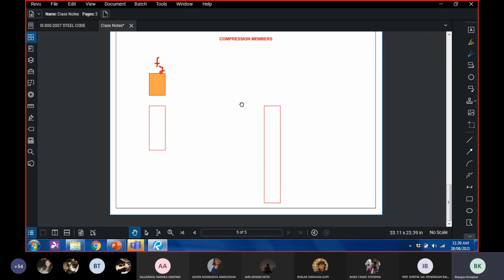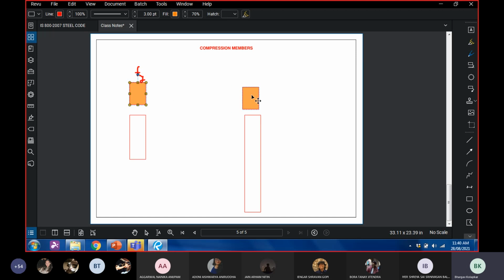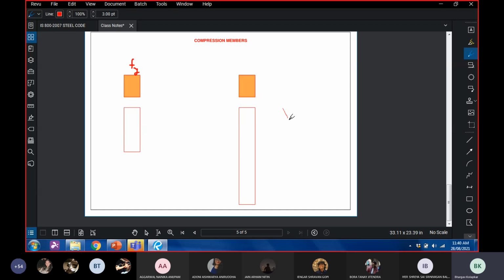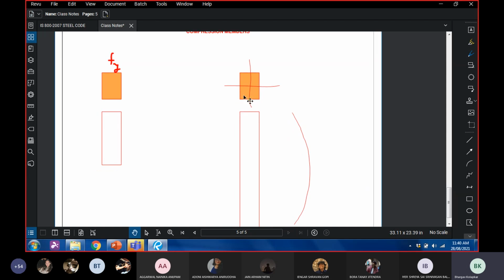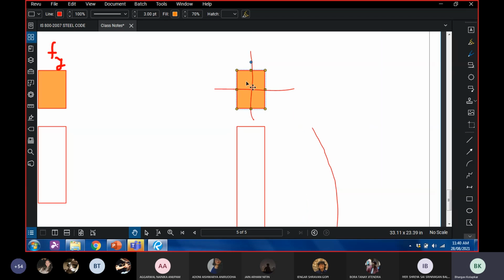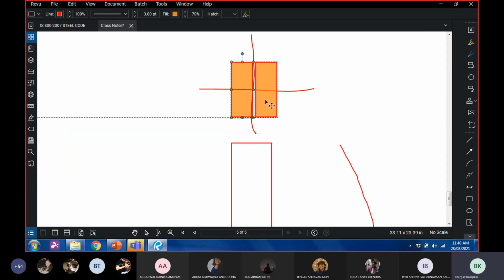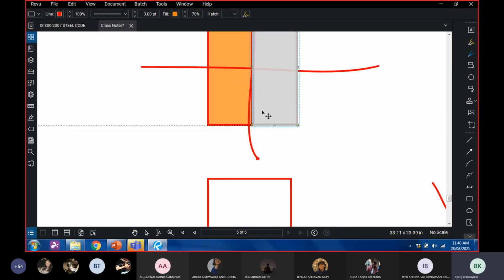Let us say we take a slender column. Now a slender column might buckle like this along the weaker axis. Always remember, this is the weaker axis, and this is the stronger axis. So if it has to buckle, it'll buckle like this. If it buckles like this, the stress here would not be uniform. The compressive stress might be larger here. See, this is all indicative, only to get a basic understanding.